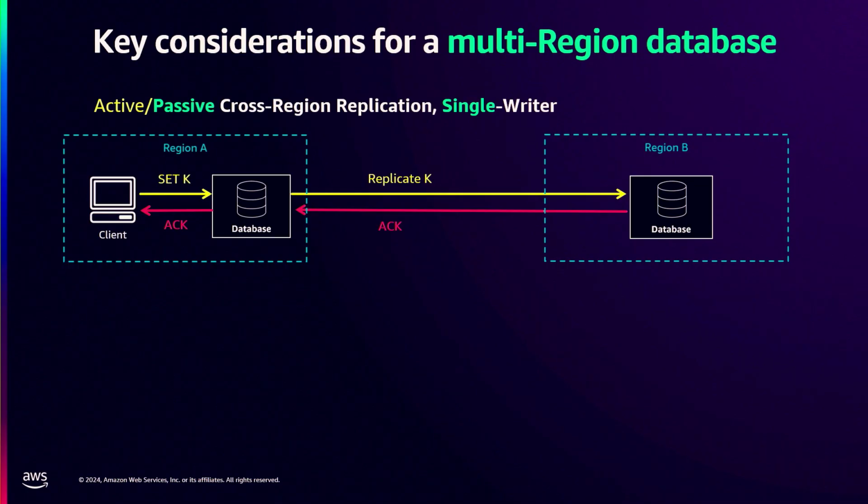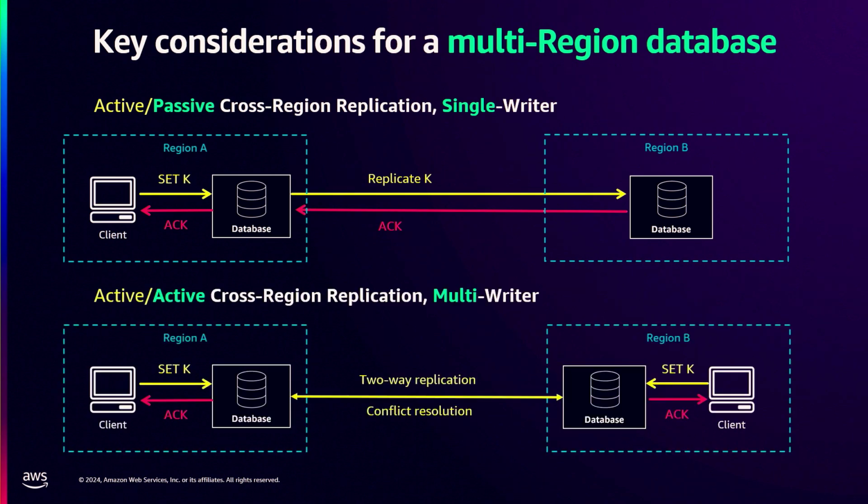With active-passive cross-region replication, the data is only written in one region. You have a single writer, and then it's replicated to the other regions. With active-active, the application writes simultaneously in multiple regions, and you have multiple writers. There is a two-way replication between the regions, and the database needs to resolve the conflicts if there are any conflicts. And please note that the decision whether to use active-active versus active-passive is orthogonal to the decision whether to use synchronous or asynchronous replication. These are decoupled decisions.